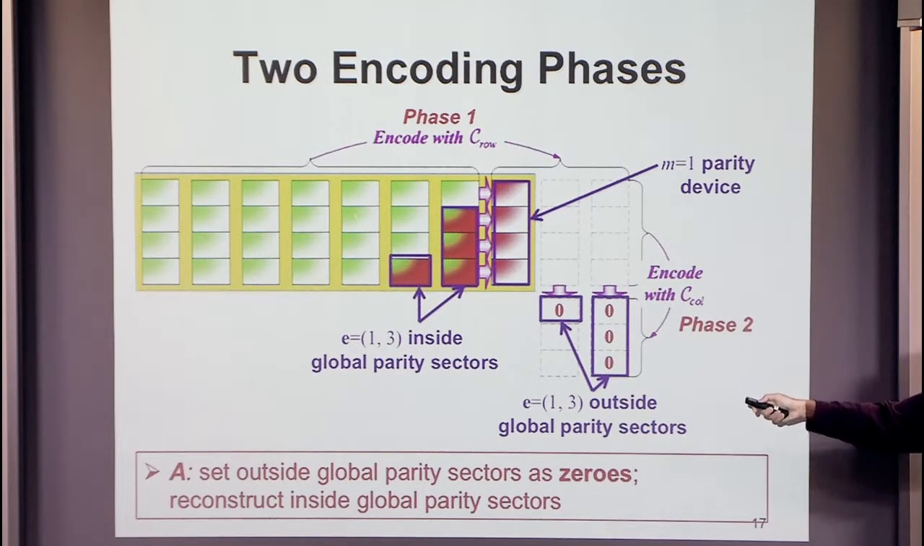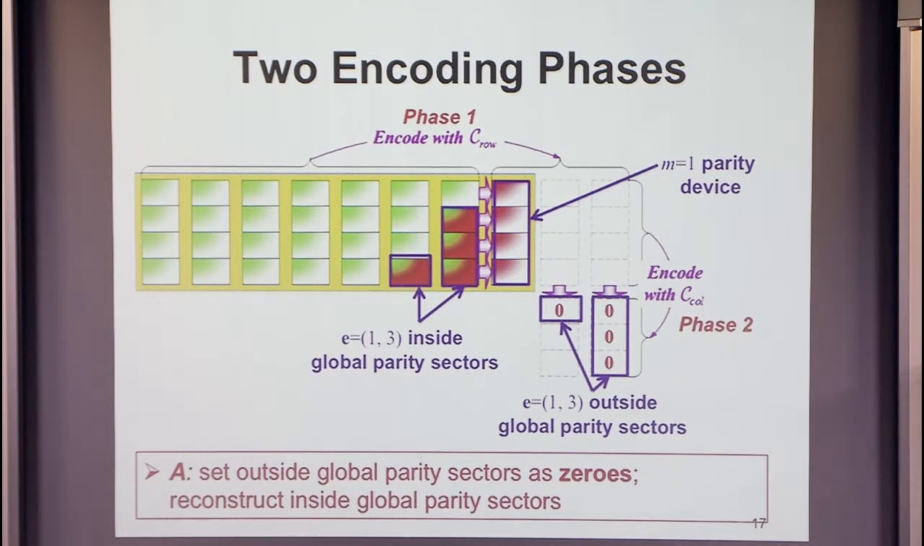So given the data symbols and also the output will be equal to zero, I want to generate all these parity setters as well as this parity device. So in this way, I can reconstruct the inside global parity setters. So how do we do that?